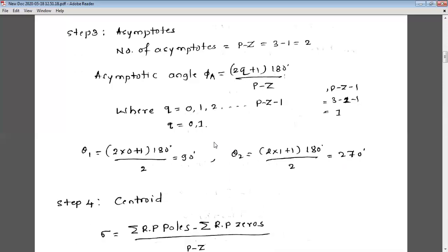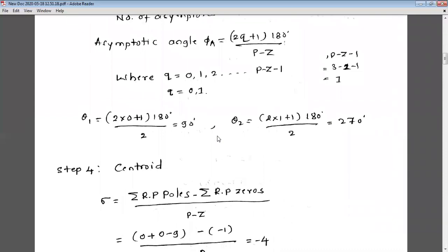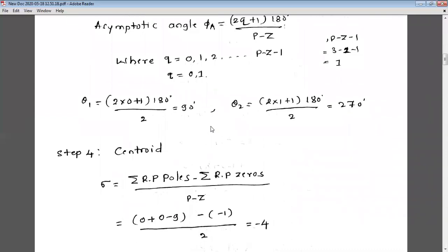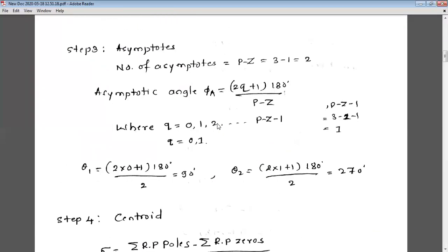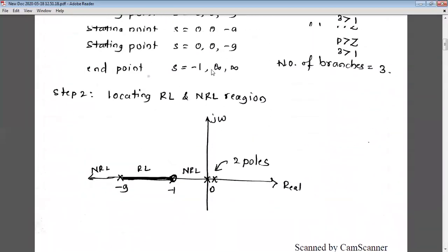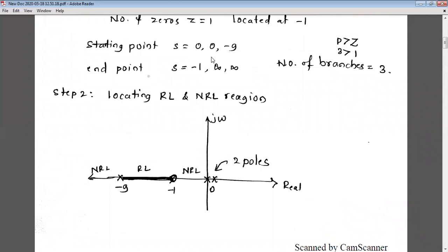So the next point is the centroid. How to find the centroid? This is very, very important, right? We have the formula for that, sigma. Sigma is equal to the summation of real parts of poles minus the summation of real parts of zeros, whole divided by P minus Z, right? See here, in these poles, what is the real part? Whatever the values are here, those are the real parts. The term real part comes into the picture only when we have complex poles and zeros, in which case we collect only the real part.